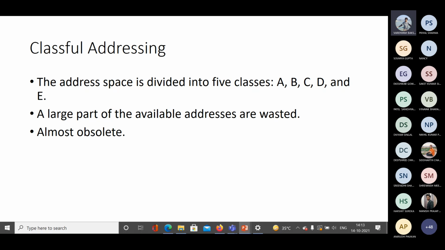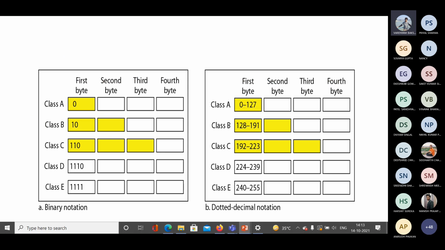In classful addressing, the entire address space was divided into subclasses, or classes. Each class was named A, B, C, D, and E. As I told you, this is not used anymore. Why? Because a large part of the available addresses were getting wasted in this case, and now we are going to see why. First, let us see how this division of addresses used to happen.